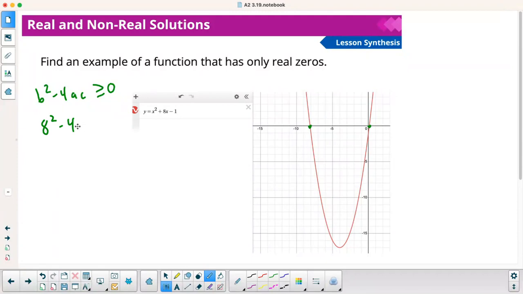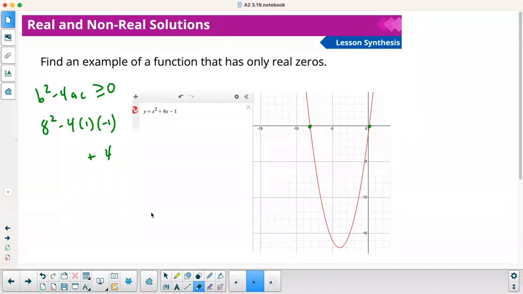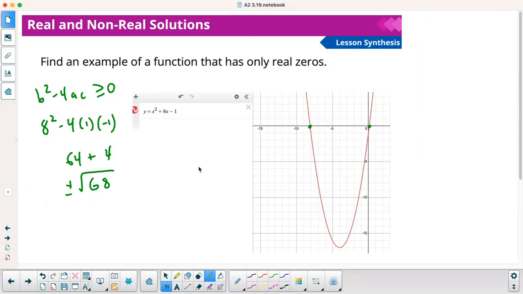Here's my discriminant for 8 squared minus 4 times 1 times negative 1, which is 8 squared. Oh, this ends up being a plus too. I guess I could have made that 64. So that ends up being positive 68. So I know that I'm going to add the square root of 68 and then subtract the square root of 68 in the rest of the quadratic formula. It'd be like negative 8 here and 2 on the bottom. But anyways, there you go.